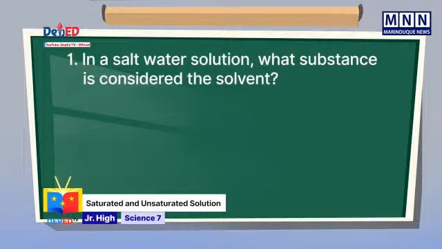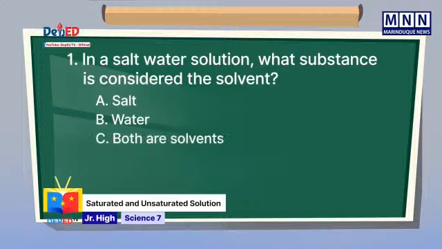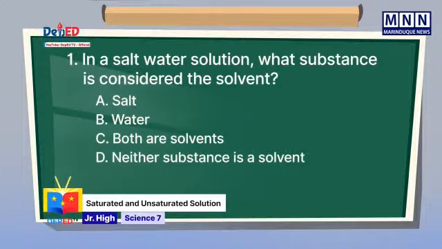Number 1. In a saltwater solution, what substance is considered the solvent? A. Salt. B. Water. C. Both are solvents. D. Neither substance is a solvent. In saltwater solution, the substance considered as solvent is water. If your answer is letter B, you are correct.